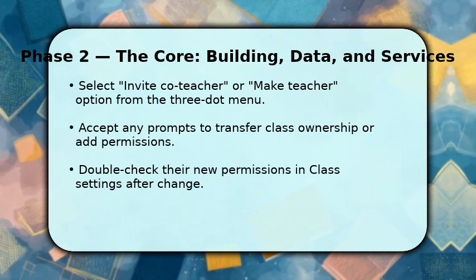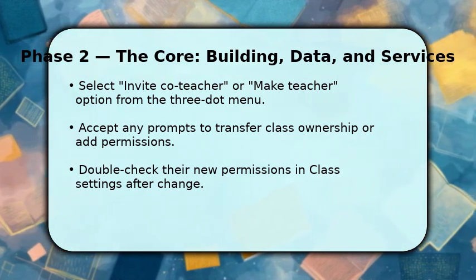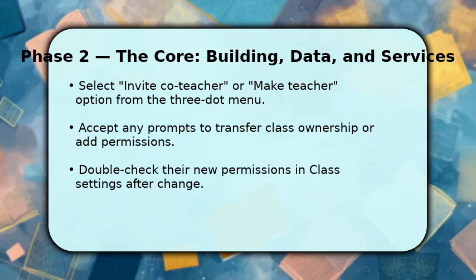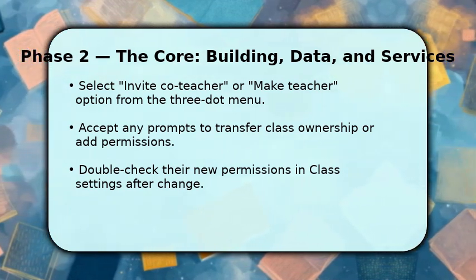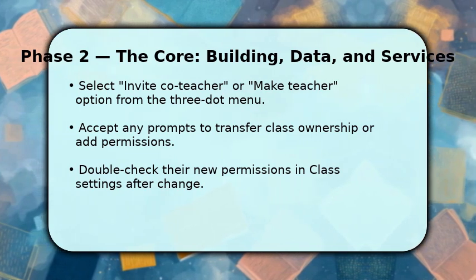When you invite, tell the user to accept promptly. Invitations can expire. If ownership transfer is needed, follow prompts to move it. This gives them full class control.